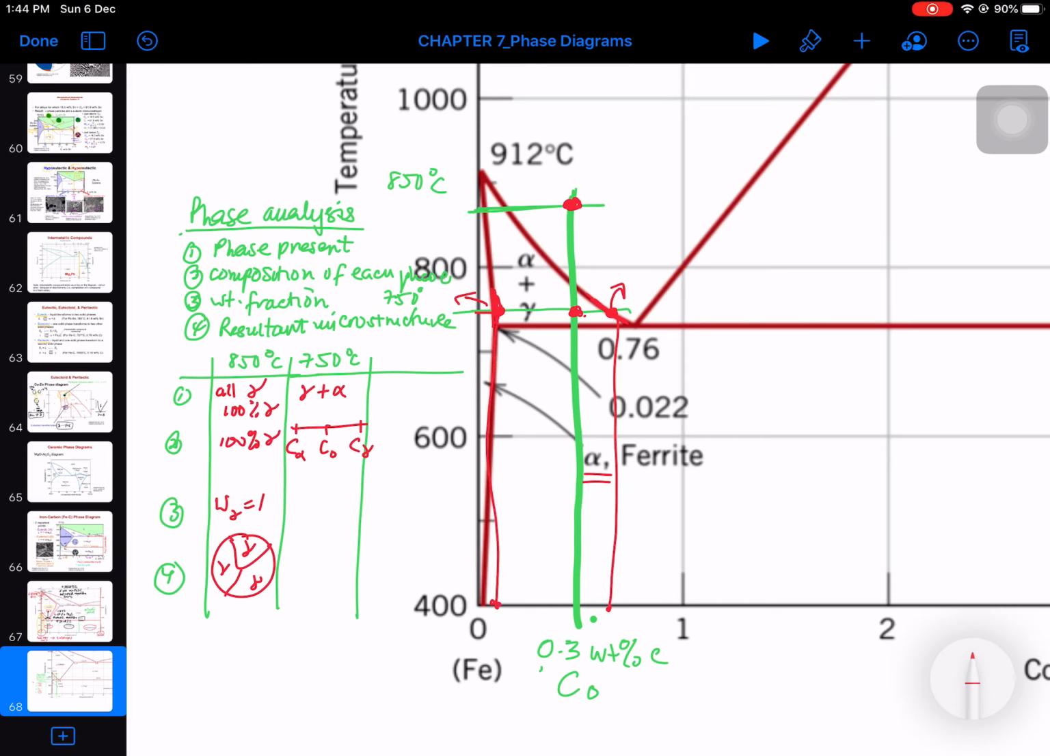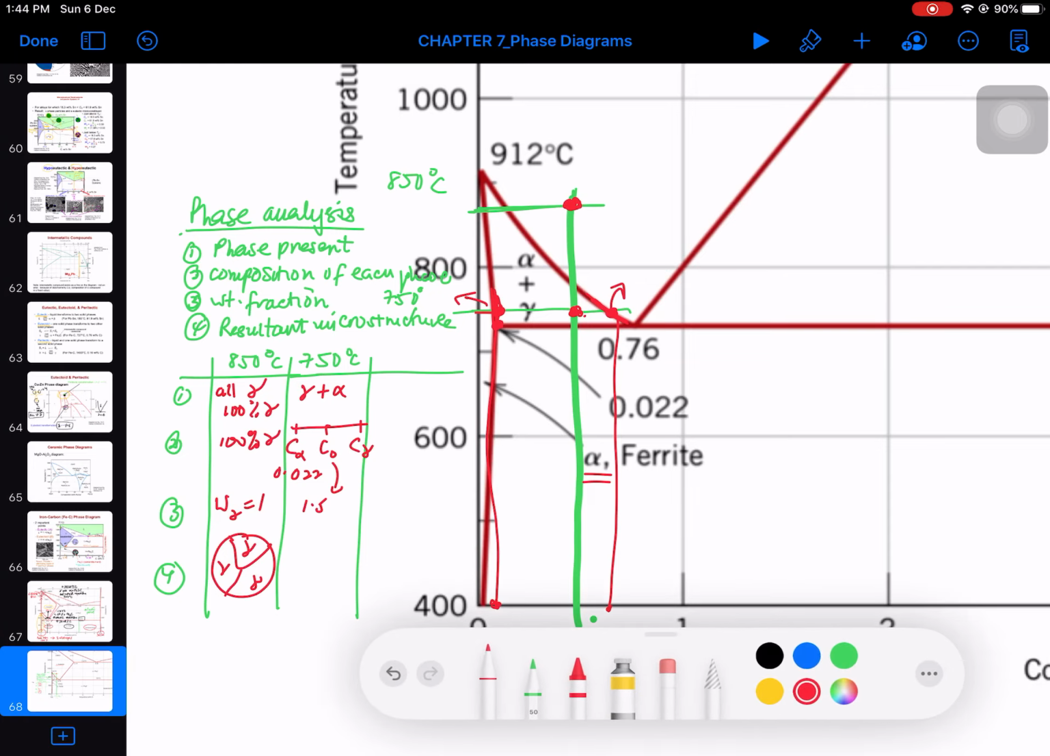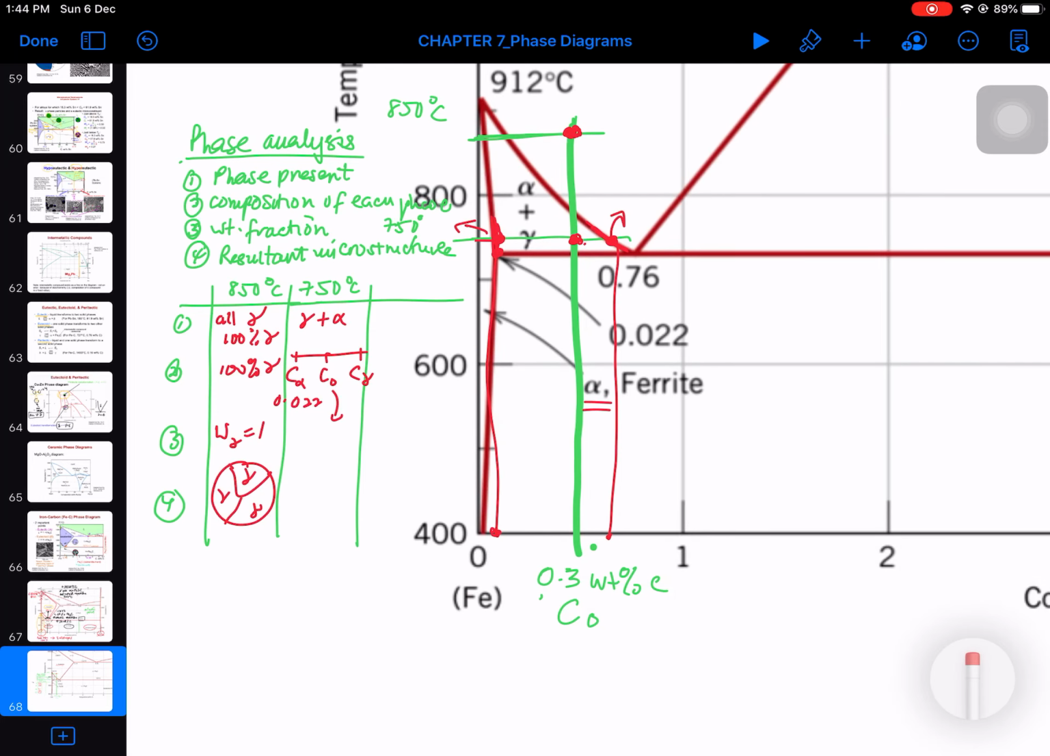Since this point is very close to the solubility limit of carbon in alpha ferrite, we can take it as 0.022. No, sorry, this is 0.3, this is C naught, and maybe this point is 0.6.